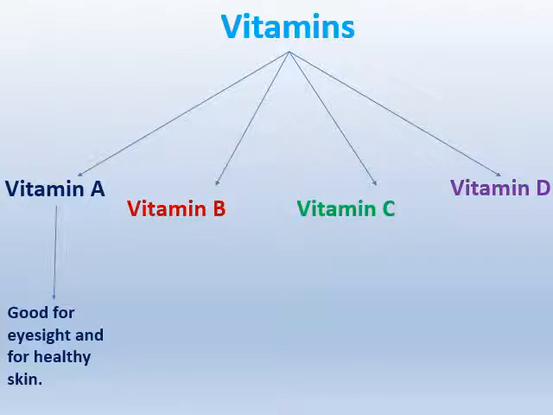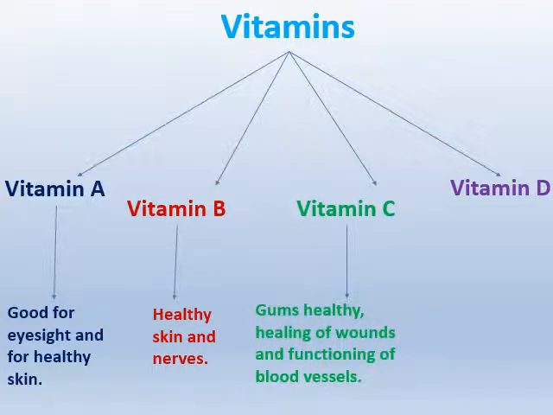And the main function of vitamin B is for healthy skin and also for nerves. The function of vitamin C is helpful for healing of wounds, to keep our gums healthy and for functioning of blood vessels. And the main function of vitamin D is healthy bones and teeth. So this you have learned in lower classes. Now we see about the different vitamins and deficiency diseases.